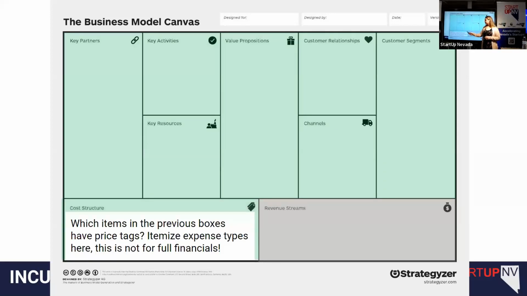So cost structure. Everything that goes into the cost structure box is typically a mirror of the key resources, and I would like to not see real numbers in here, but it's the structure. What are the types of things you're going to be spending money on? Typically, that's your product, that's services for getting off the ground. You can itemize expense types in here, but usually we're not going to be putting all of our financials in here. This is just the things that are high level going to cost us money.